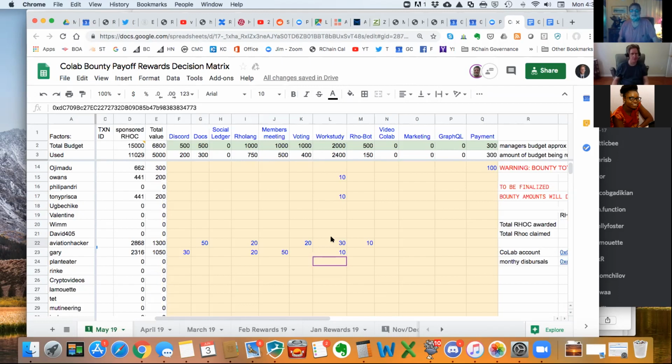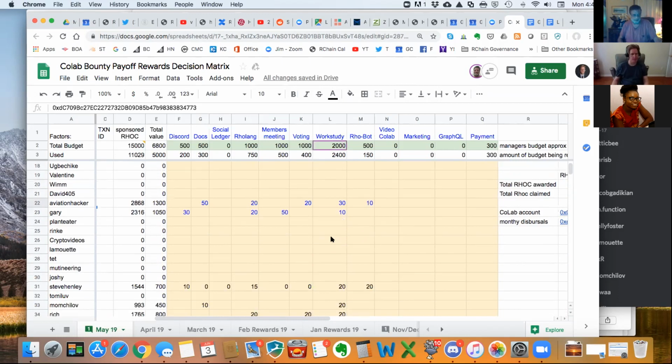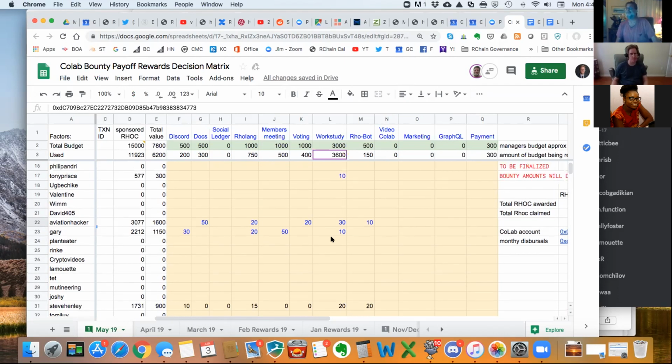We say, is that enough to pay for the work study? Do we want to encourage more people to attend the work study? And yes, we do. So maybe we should just make this 3,000. Okay, gotcha. Okay, so people will get, oops, what was that? I jumped to the top of the sheet. Never mind, we're looking at your screen.